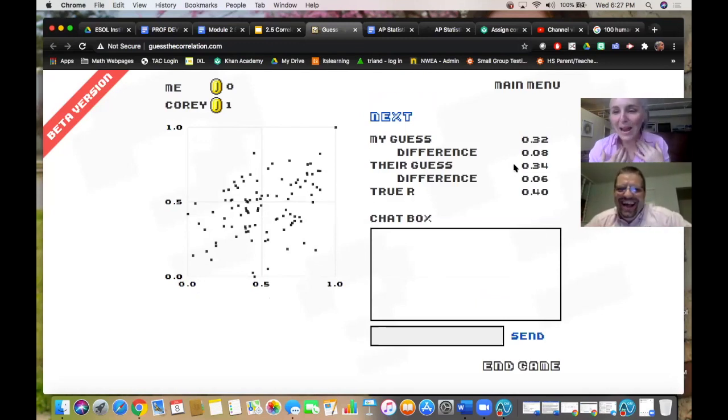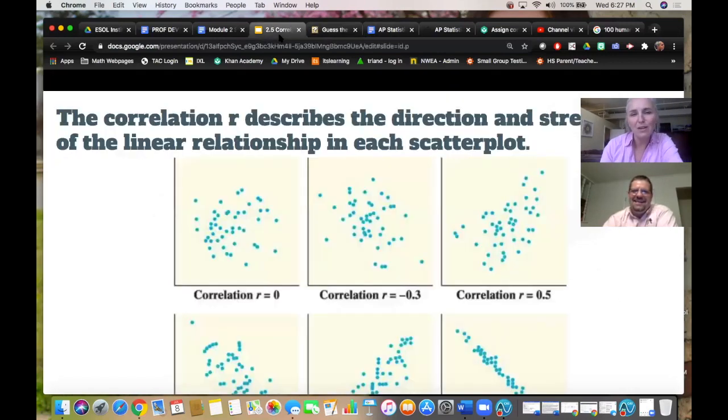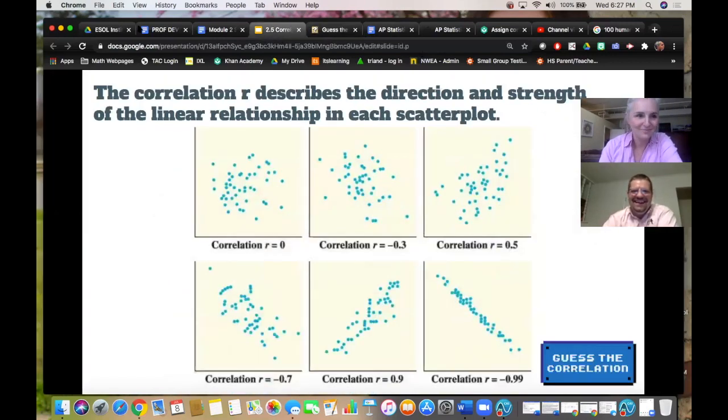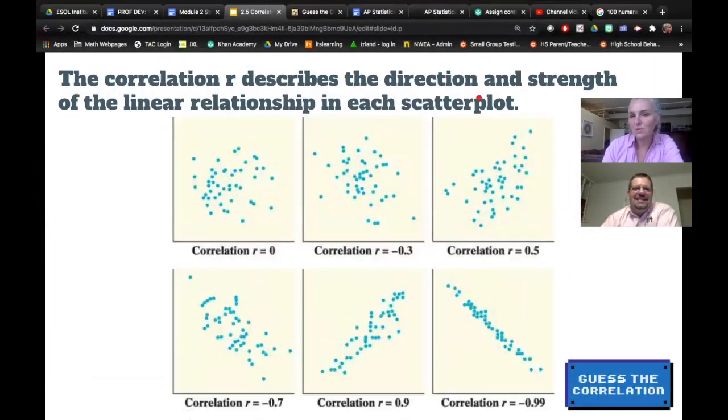Wait, did you wait to plug yours in until you heard my guess? You're so rude. Mr. Bobby won. I guessed 0.32. He guessed 0.34. The true R value was 0.40. So that means he wins because he was closer to the 0.40. Although I feel like that's cheating a little bit. Just a little bit. You guys can see that I have way too many tabs open here.